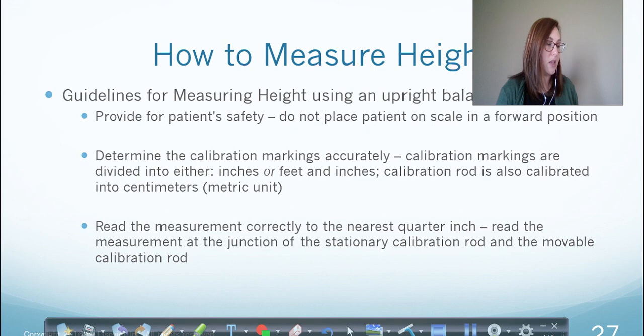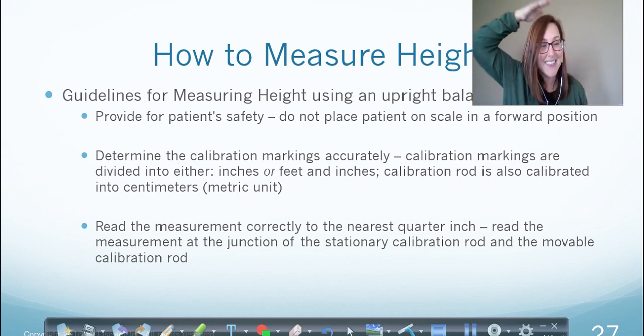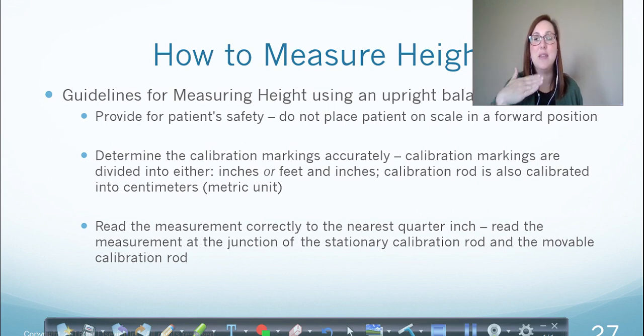So again, providing patient safety, make sure that their back is to the calibration markings. The reason for that is when you use an upright balance scale, the part that comes out to measure their height, that calibration rod, can hit them in the face. So you want to make sure, if it's not stationary, some of them flip up and down, it might hit them in the face.